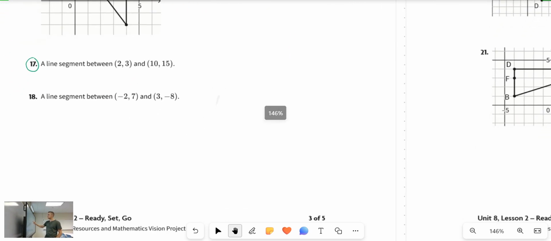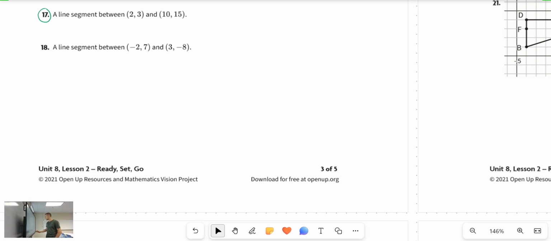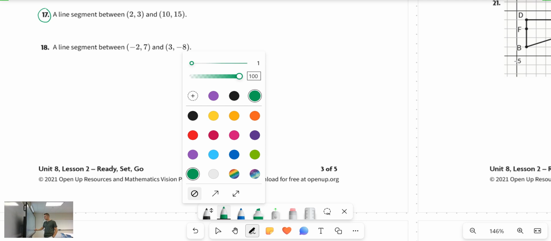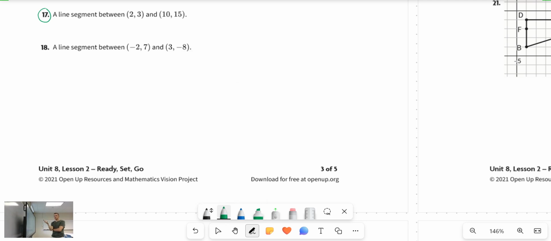17. Here we go. A line segment between 2, 3 and 10, 15. All right, so we can't actually see it graphed out anywhere. All we have are these numbers. So we're going to follow our same procedure where we keep the x's and y's separate. So let's do the x's over here. X is over here, right? Y is over here.